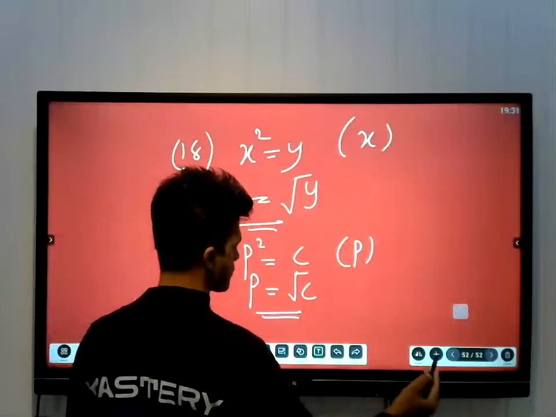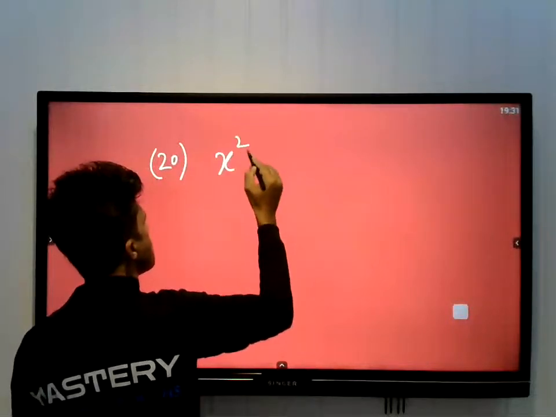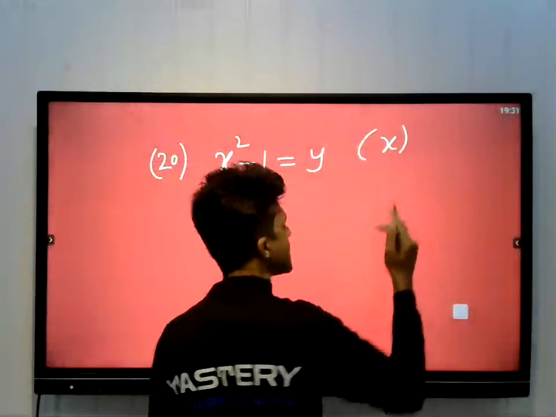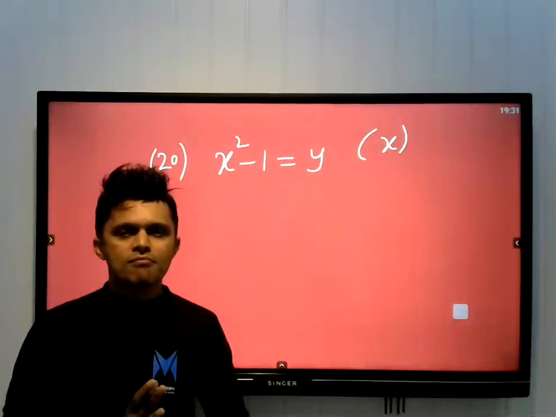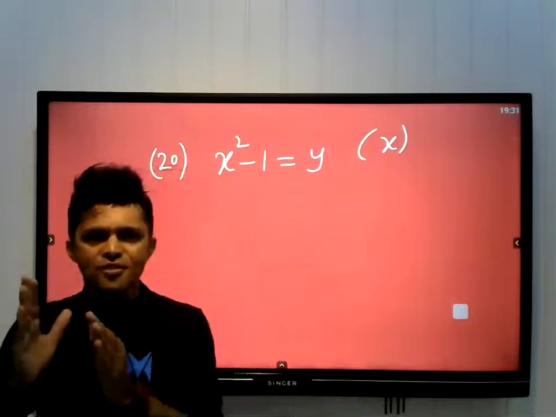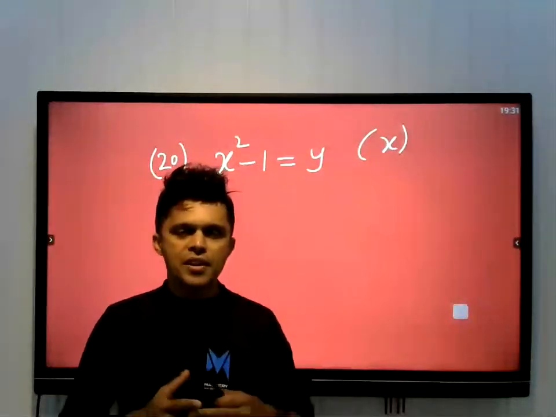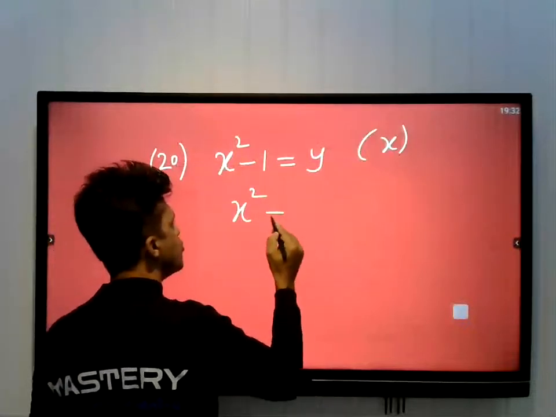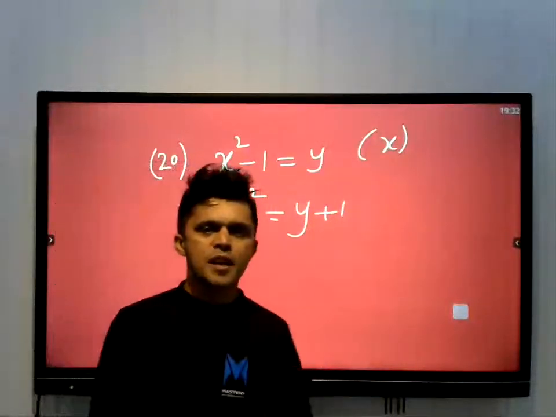This type of one, 20th one. If x square minus 1 equals y, how can you write the term x as the subject? First of all, x squared should be written in one place. In this way, x squared equals y plus 1, since minus 1 becomes plus 1.